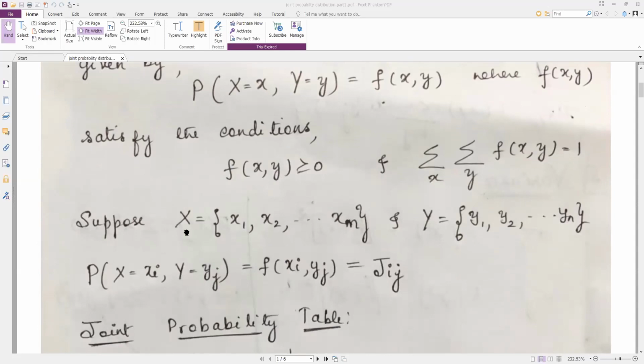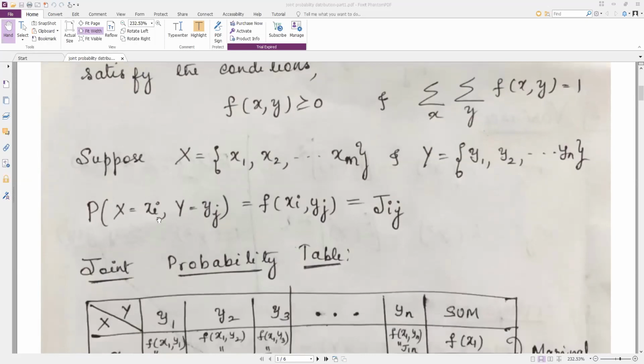Now let me go through the joint probability table. For that we need the random variable x and random variable y. Random variable x I'll take as x1, x2, etc., xm, and random variable y I'll take as y1, y2, etc., yn. Then P(X = xi, Y = yj) is given by f(xi, yj), which is equal to Jij. Whenever it is f(xi, yj), what do we mean by that? Joint Jij: ith row and jth column. So remember, in the joint probability distribution we denote f(xi, yj), the probability P(X = xi, Y = yj), as Jij.